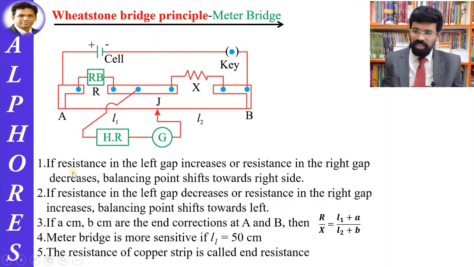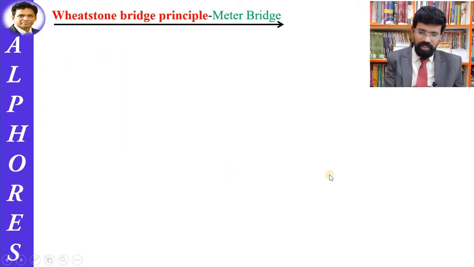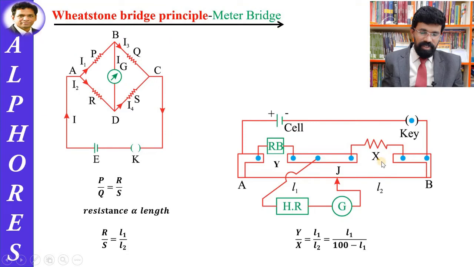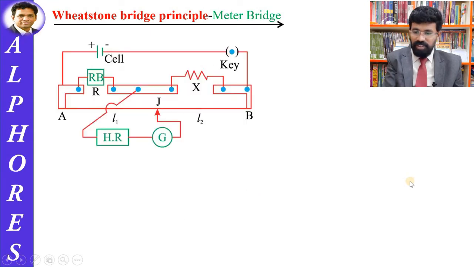What was the first conclusion? If resistance in the left gap increases or resistance in the right gap decreases, either way, let us see. If resistance in the right gap decreases, x value is decreasing. If x is decreasing, what happens to this Y by X? Y by X increases. If Y by X increases, this value increases. This value is increasing in the sense L1 is increasing. L1 is increasing in the sense the balancing point is not here, it will be somewhere here. So the balancing point has shifted to the right side of the earlier balancing point. Okay, that's what the first conclusion was.